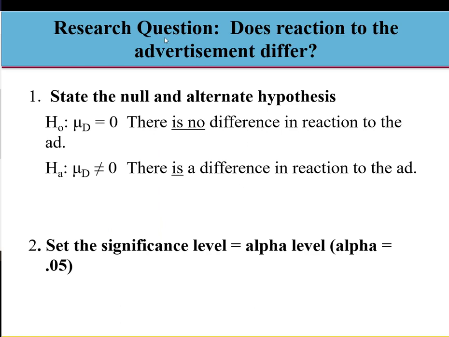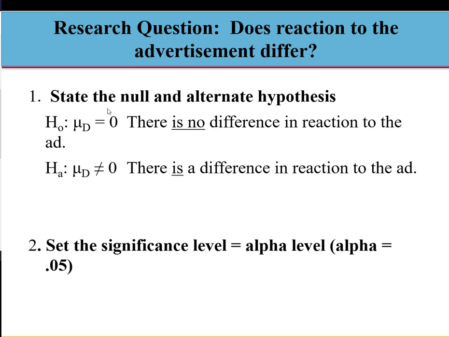So our research question is, does reaction to the advertisement differ? And here we have the null and the alternative hypothesis. So the null says the mean difference is equal to 0. There is no difference in reaction to the advertisement. The alternate is that the mean difference is not equal to 0. There is a significant difference in reaction to the ad.